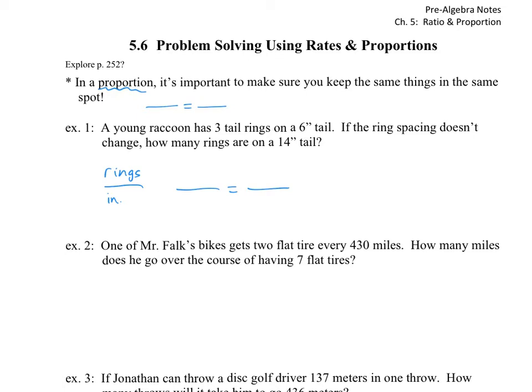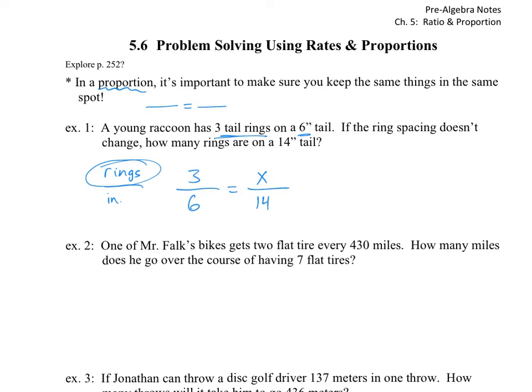Okay, so I like putting this on the side because if I have that, then it's real easy for me, they always are going to give me a pair. So I have 3 tail rings, so 3 rings goes on top, and a 6-inch tail that goes down below. So those two are connected together. Now, if the ring spacing doesn't change, how many rings are, so we're looking for a number of rings, so x has to be up here where we have rings, and then are on a 14-inch tail. Does that make sense? Yep, because 14 is 14 inches, and that's inches.